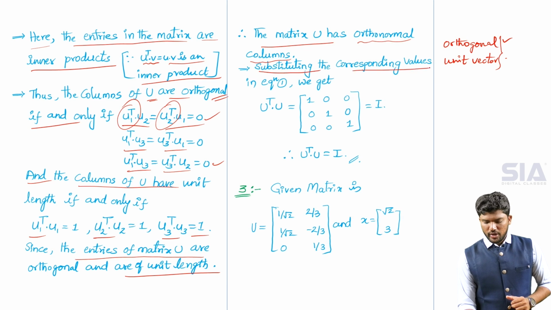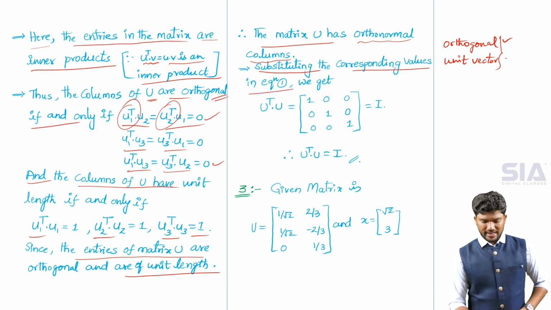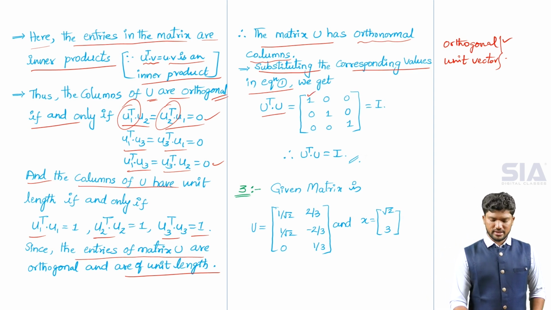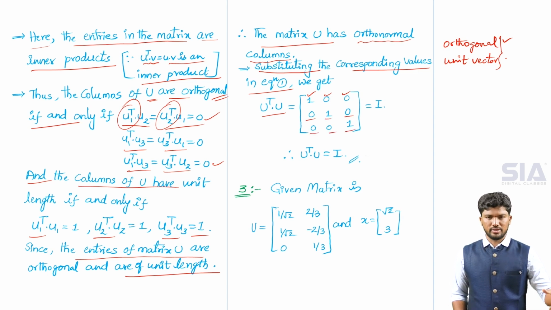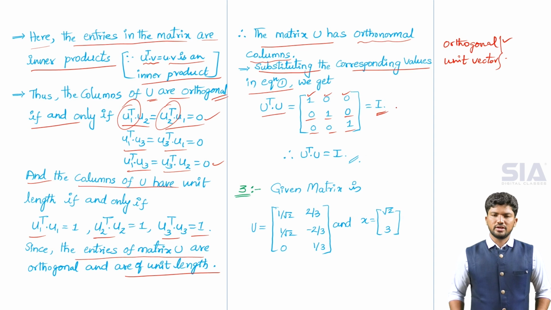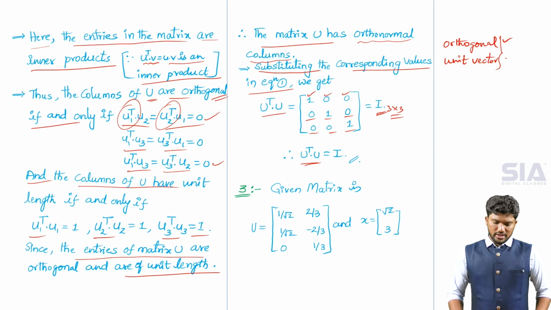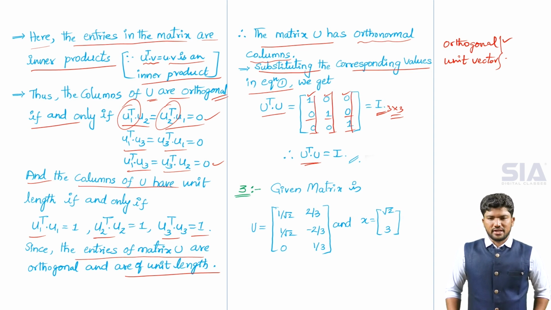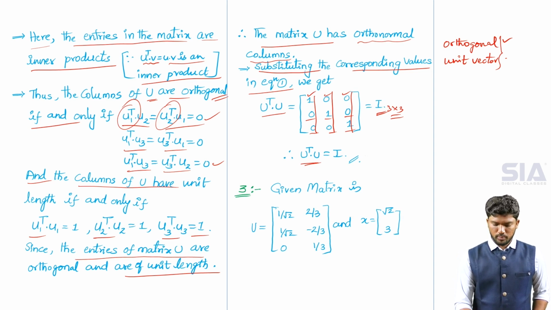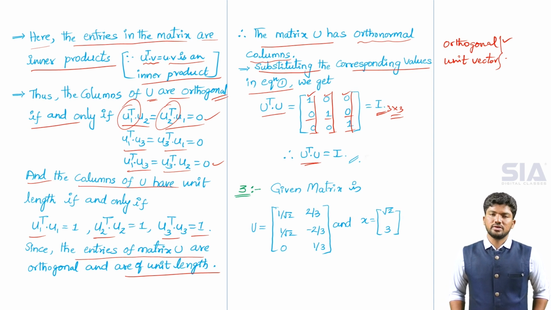Now substituting the corresponding values in equation number 1, we will get U transpose into U equal to: this first inner product value equals 1, second value, third value 0, and here 0, 1, 0, 0, 0, 1 according to the previous slide. So that is equal to 1 0 0, 0 1 0, 0 0 1. It is a 3 by 3 identity matrix. So the product U transpose into U is equal to capital I.